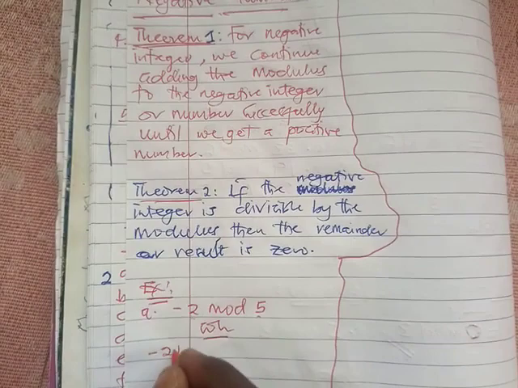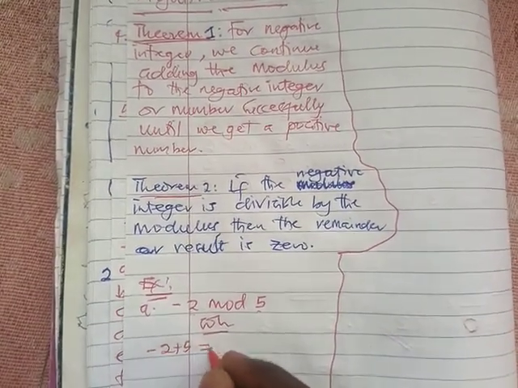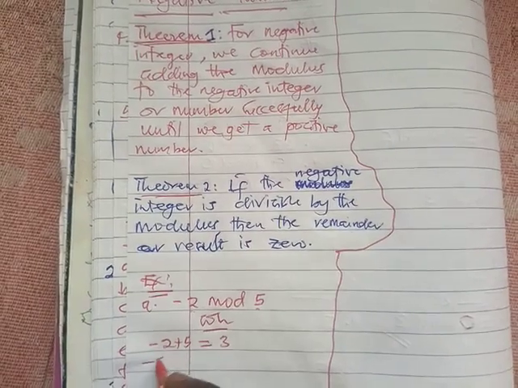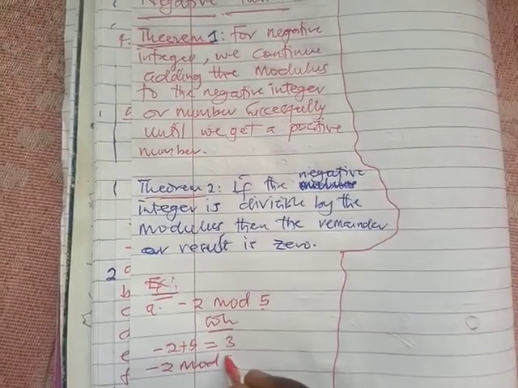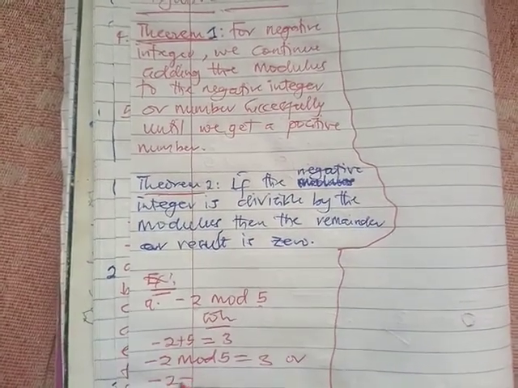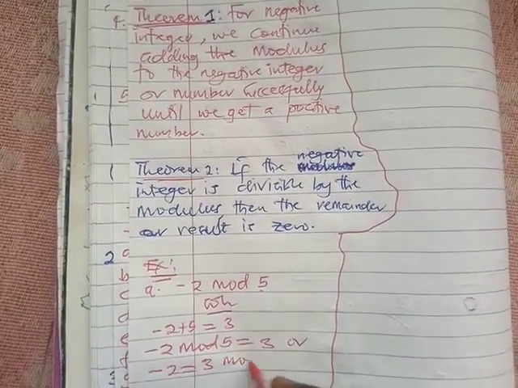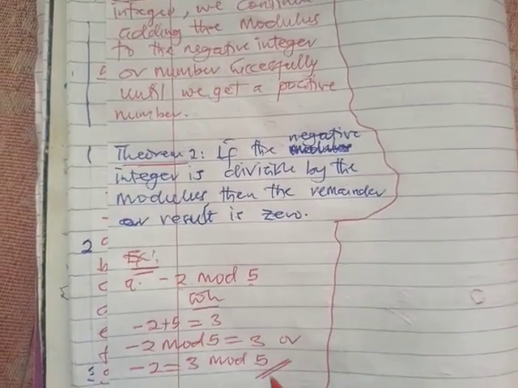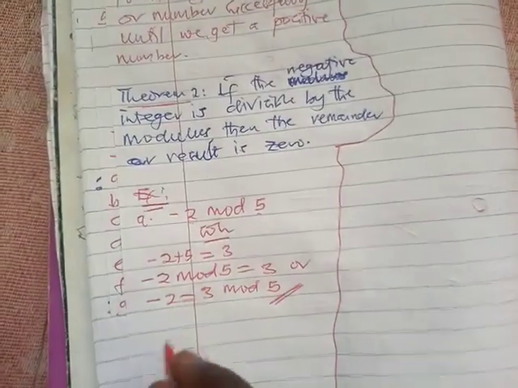So -2 plus 5, we have 3. So the answer to the problem is 3. So -2 mod 5 is equal to 3. Or you can say -2 is equal to 3 mod 5. In order.